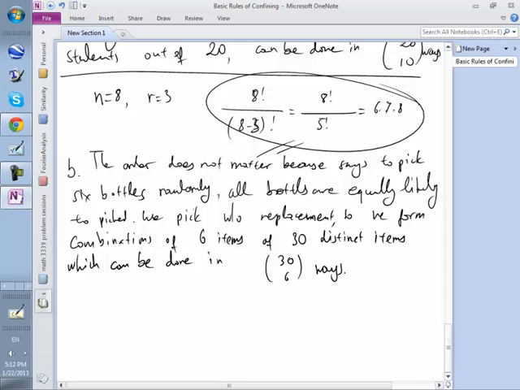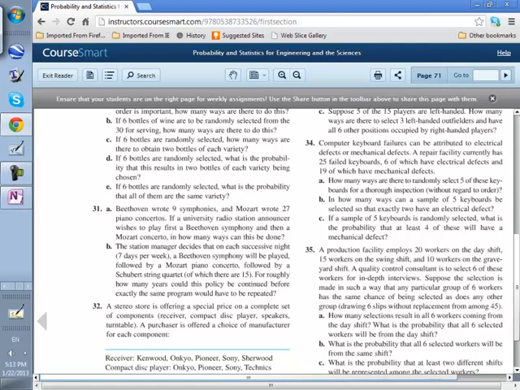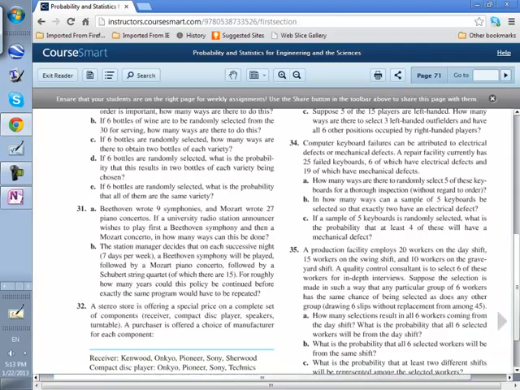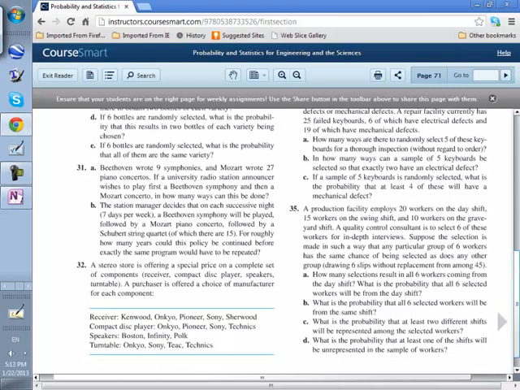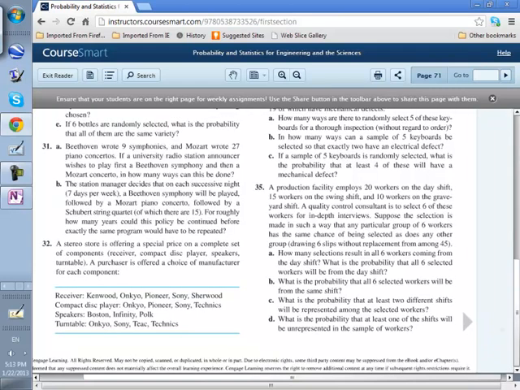Let's do another problem before we leave the classroom. Let's do problem 35, which is here on the screen. Can you all read it?